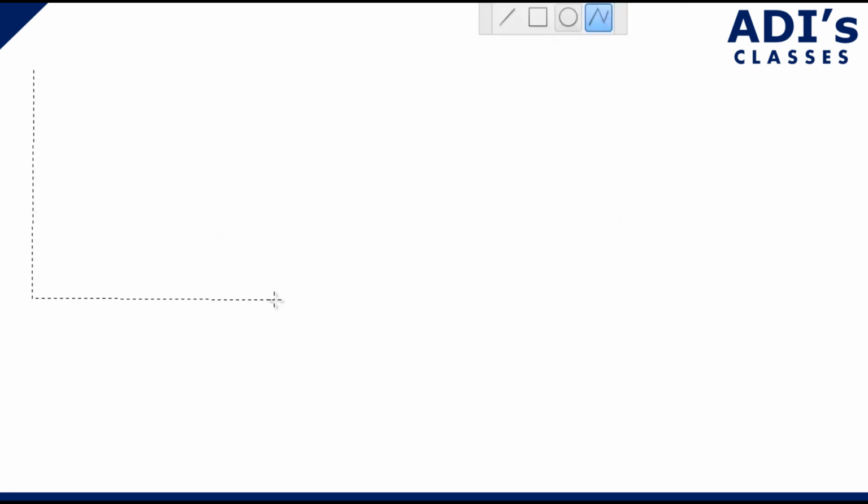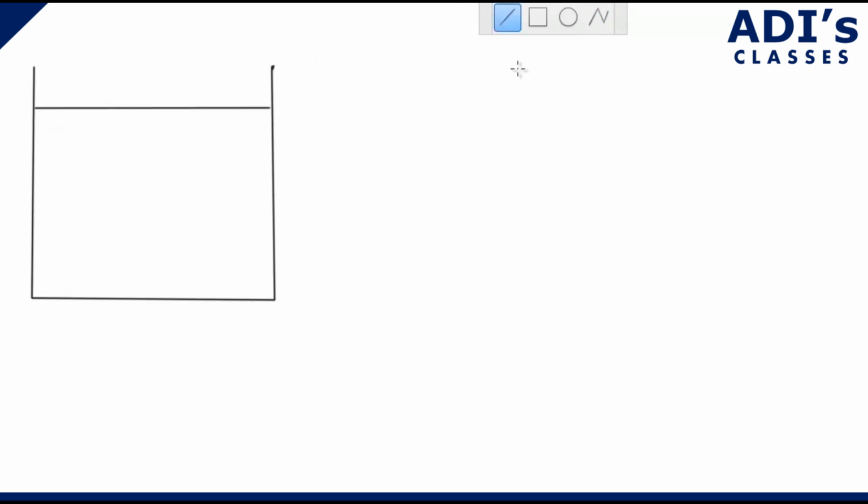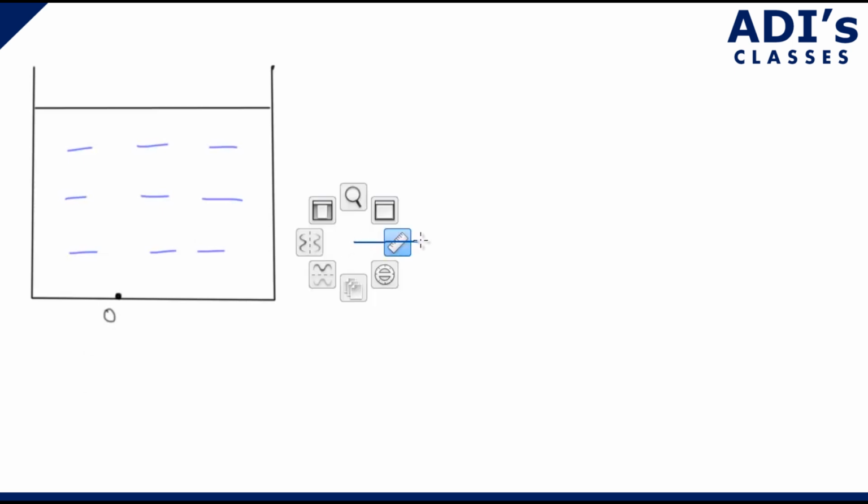So let's assume that we have a bucket of water. Remember, what we are considering is that the object has to be at the bottom here. Imagine this is the bucket, filled with water. Now the object is at the bottom of the tank. So let's say this is the object, and let's call that object O. Now this is the source of light.